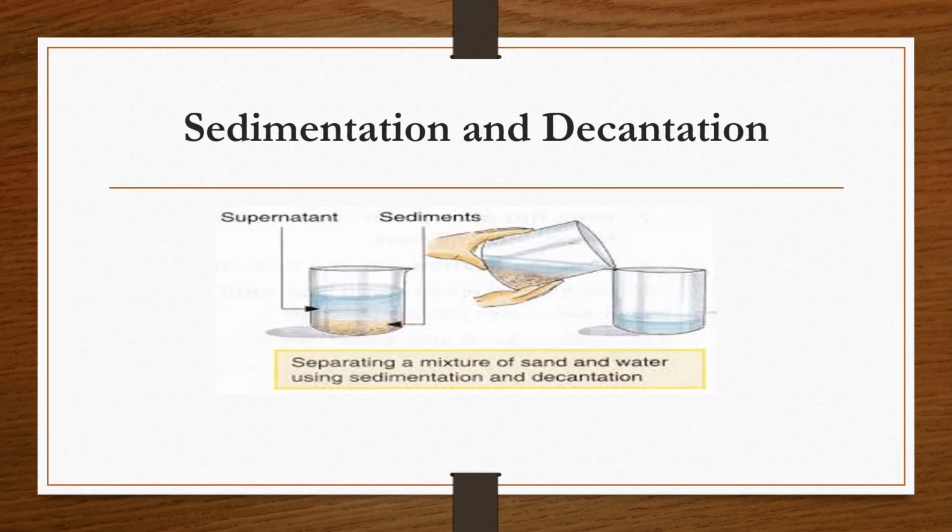You can see here what we have done. We have taken a beaker, we have mixed sand and water over here, and you can see the sand is settled at the bottom. The particles which are settled at the bottom are known as sediments, and the liquid above it is known as supernatant. We have to pour the supernatant into another container, and that is called decantation, and then the solid will be left in the other container.